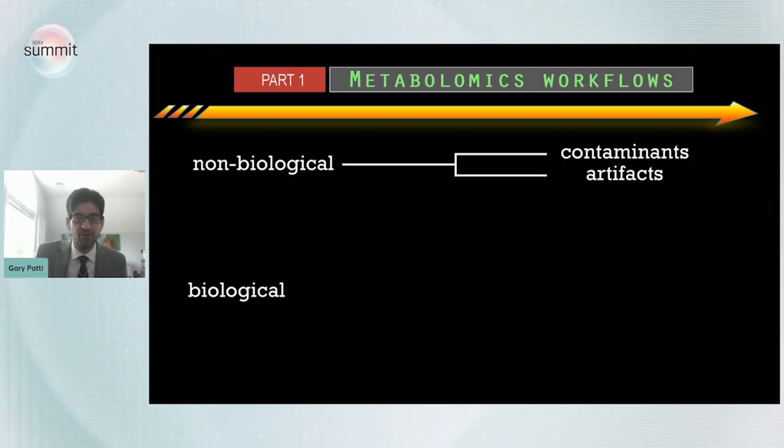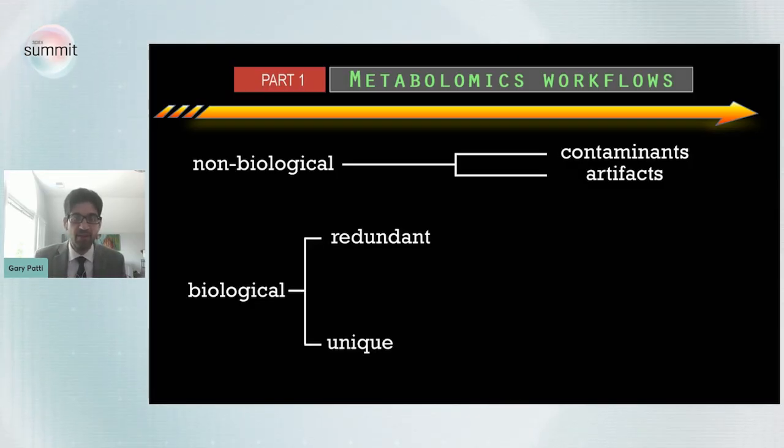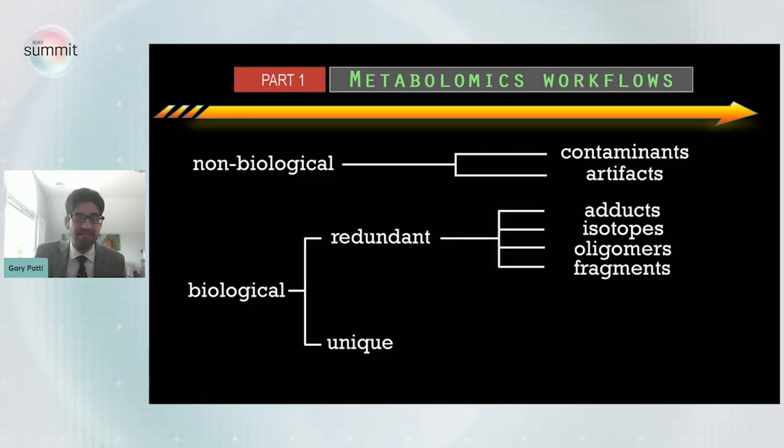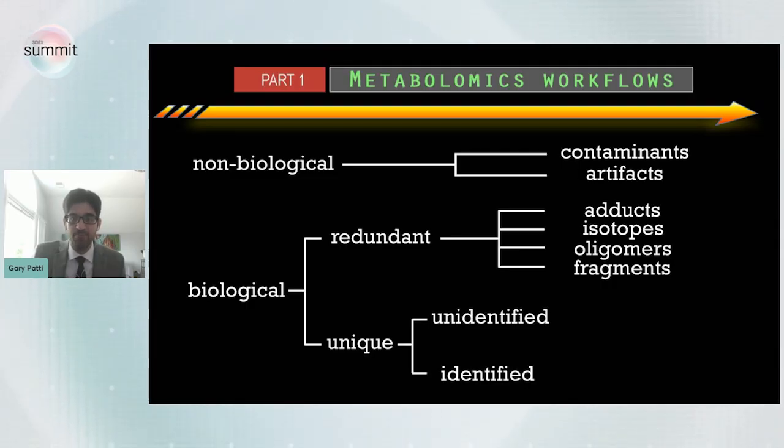The biological signals also come in a couple different flavors. We have those biological signals that are redundant, and we have those biological signals that are unique. What I mean by redundant is that one metabolite, lipid, or chemical exposure can show up as many different signals. The main sources of that redundancy, sometimes referred to as degeneracy, are shown here. A compound can show up as an adduct, different salts: sodium, potassium, ammonium, etc. There are naturally occurring isotopes. Metabolites can stick to one another and form oligomers, and metabolites can break into smaller pieces as they enter the mass spectrometer.